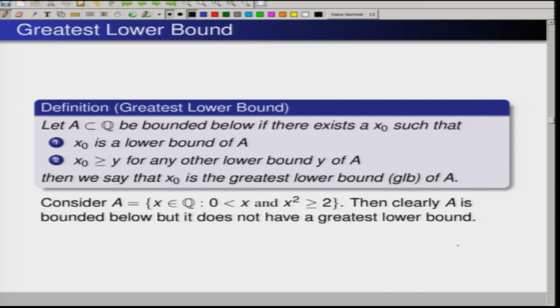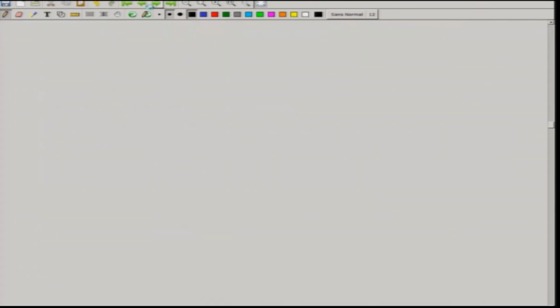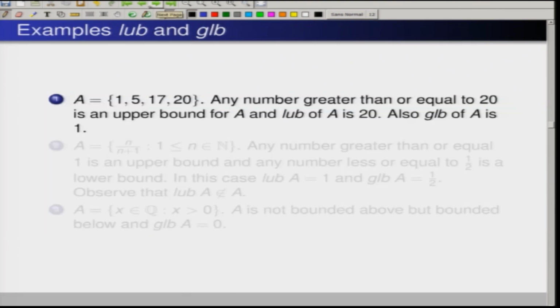So, if we consider the set A of all positive rationals where x square is greater than or equal to 2, then obviously this is bounded below, because 1 is definitely a lower bound for this set A, but it does not have a greatest lower bound in the set of rationals. So, what we have seen is that Q does not have the greatest lower bound property, or the least upper bound property.